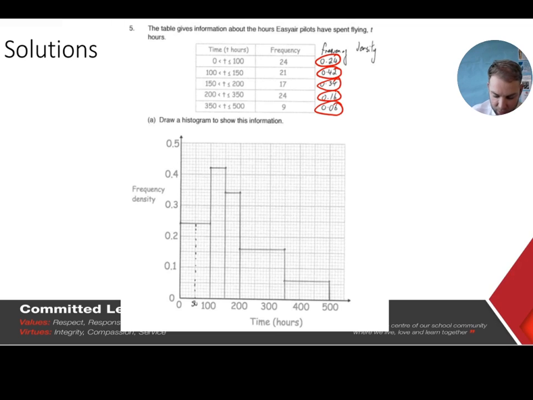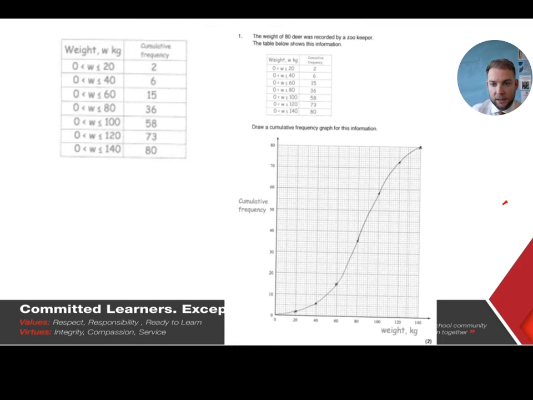Next one here, cumulative frequency. Remember, the cumulative frequency is the running total here. In fact, it already gave you the running total, so we didn't need to add these, because it was already between 0 and 20. So you're literally just plotting these for 2 marks. Again, notice it's from 0 and 20, 0 to 40, 0 to 60. And you're always using the upper bound here.